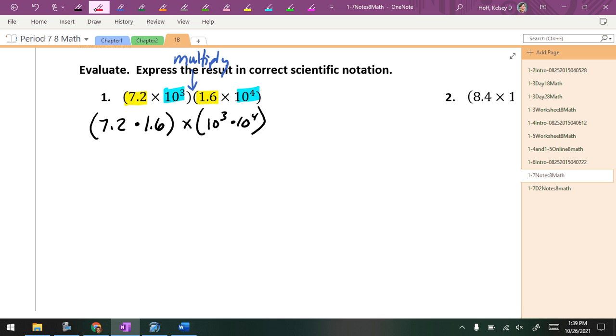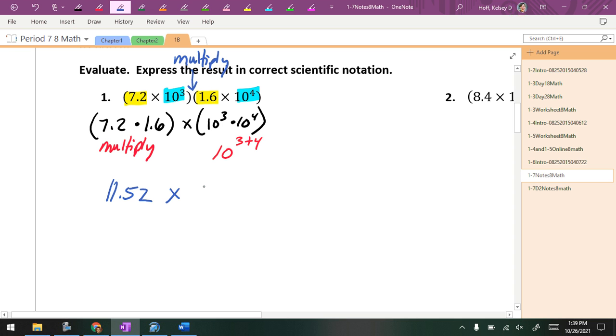Now, you actually get to multiply on this. Grab your calculator, and I'm totally fine with you multiplying this. 7.2 times 1.6 gives you 11.52. When you multiply, you keep the base and add your exponents. 3 plus 4 is 7.